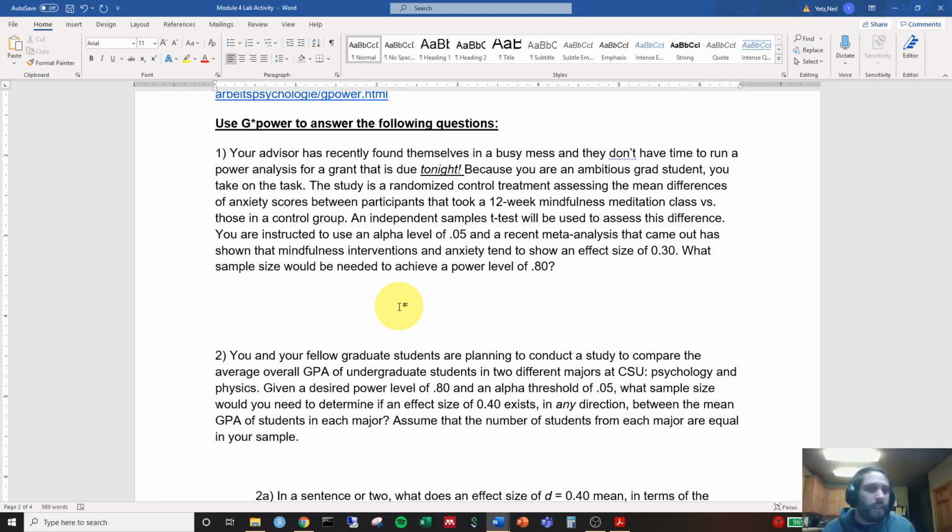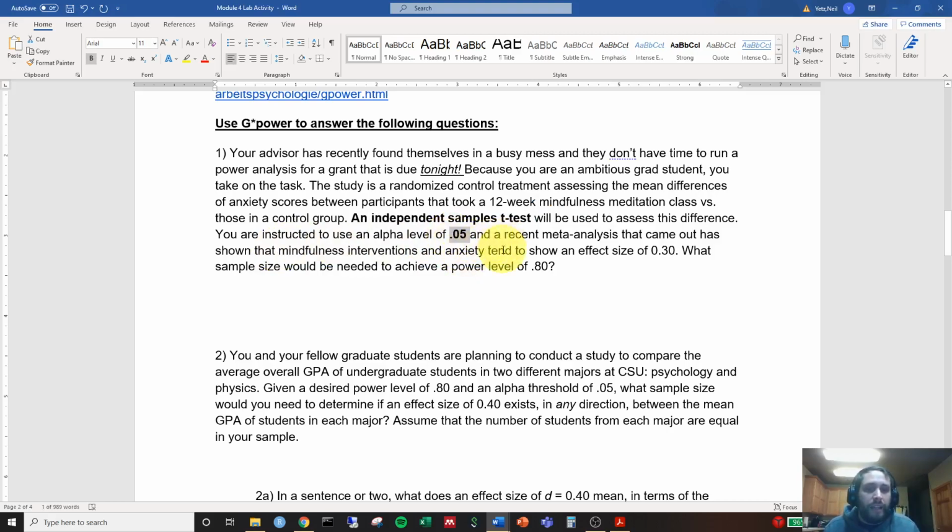Because you're an ambitious grad student, you take on the task. The study is a randomized controlled treatment assessing the mean differences of anxiety scores between participants that took a 12-week mindfulness meditation class versus those in a control group. An independent samples t-test will be used to assess the difference, and you're instructed to use an alpha value of 0.05. I'm going to go ahead and highlight that.